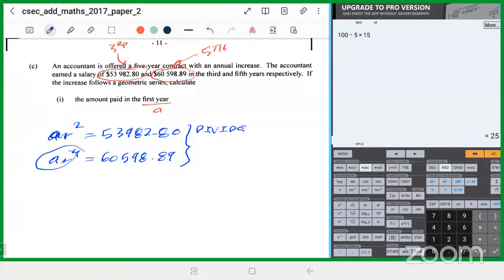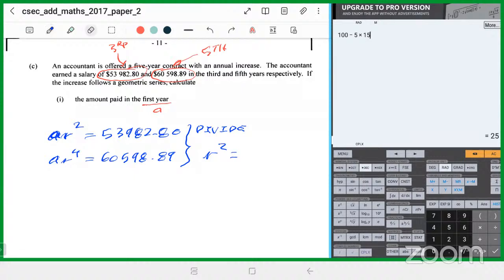When I divide this side by this side, the A is going to cancel. For R to the 4 divided by R squared, it's going to give back R squared. So I'm getting R squared on the left side equals, I now need to divide this figure by this figure and square root it. I'm not going to bother with the negative square root because they tell us that it is an annual increase, so the money is getting more and more. So the common ratio can't be negative.